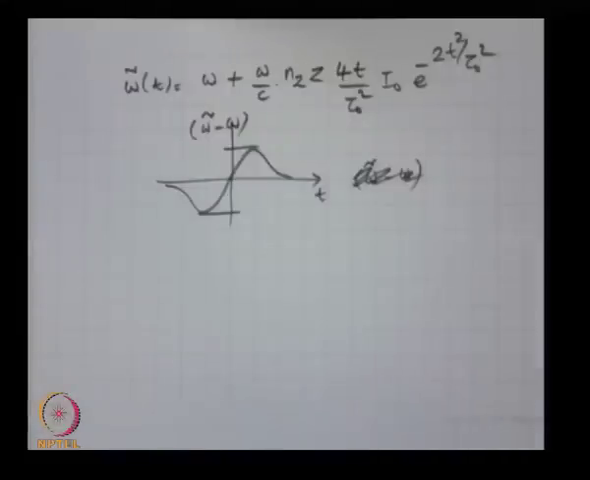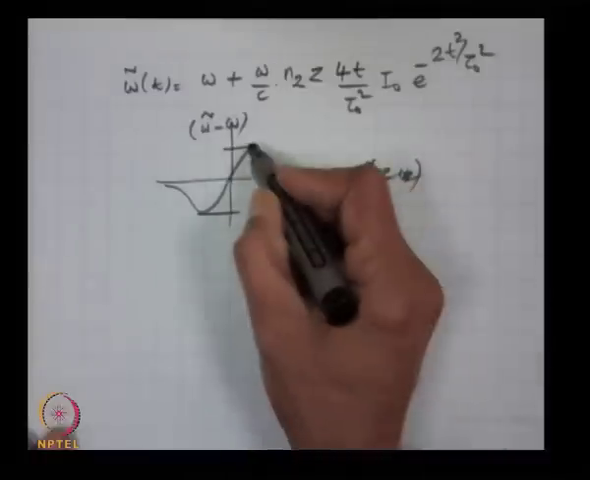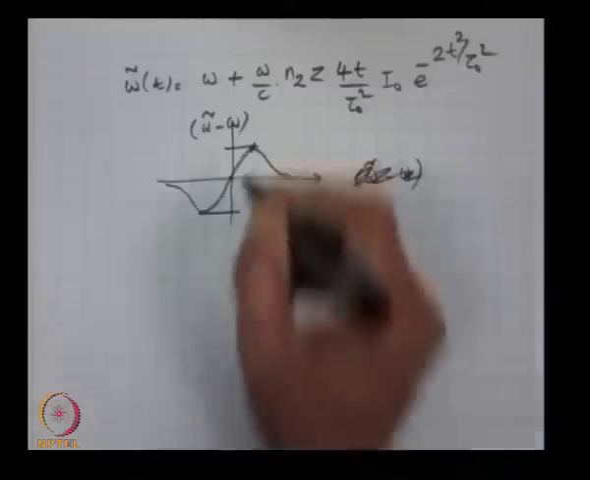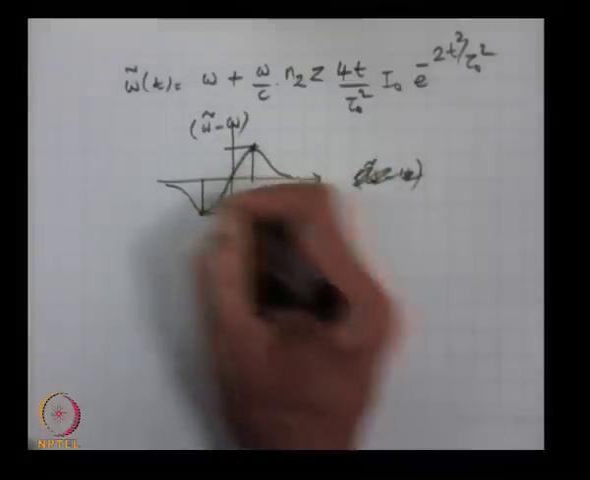Now, how do I calculate at what time the frequency will be maximum and at what time the frequency will be minimum? Can you calculate and tell me? What is the value of t at which the frequency is maximum and what is the value of t at which the frequency is minimum? What is this time and what is this time?